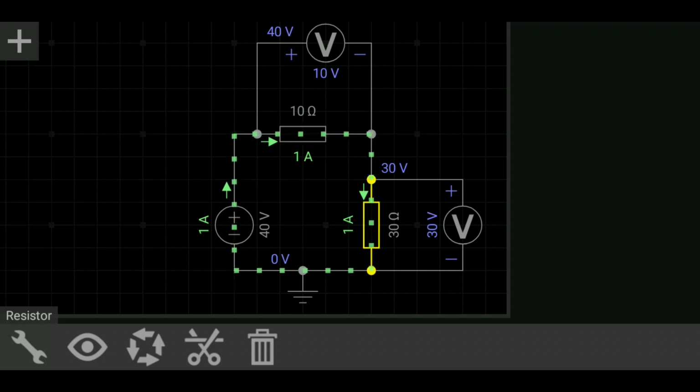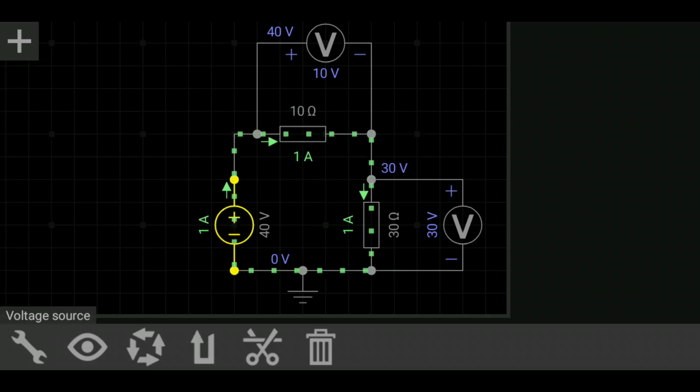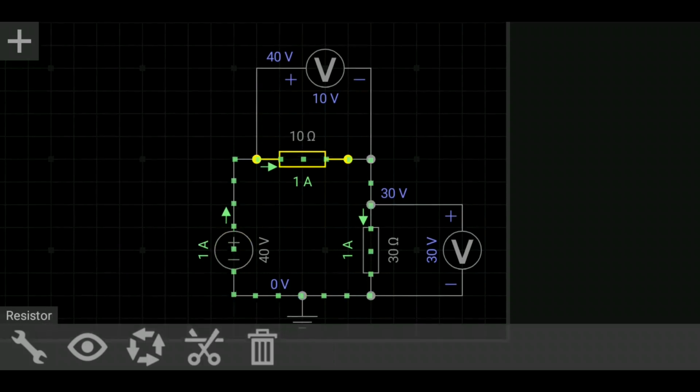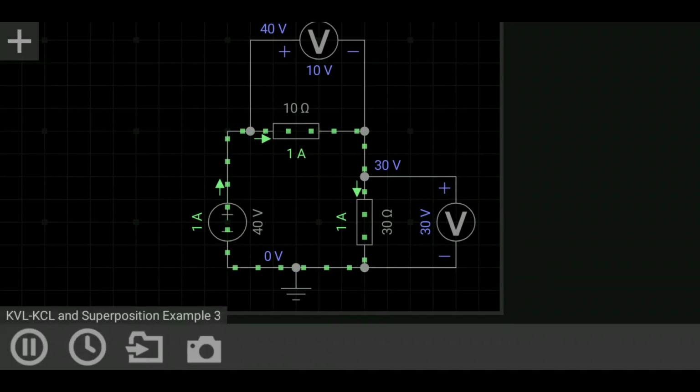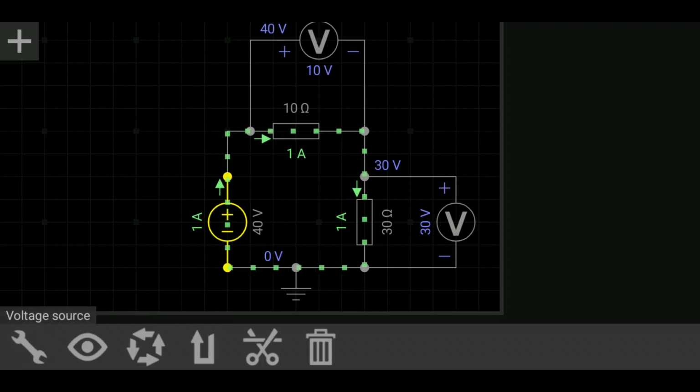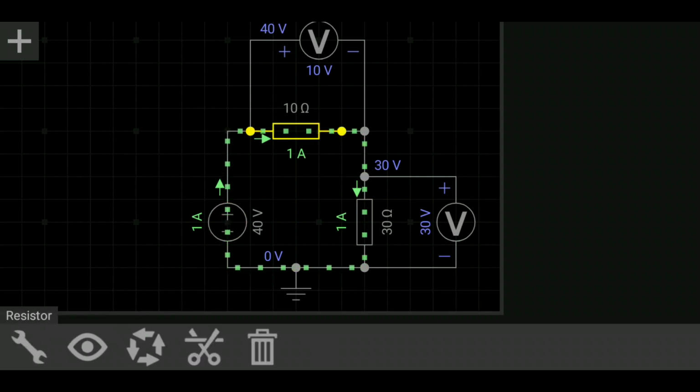If we go in the direction of current, here 40 volts plus is there, then a voltage of 10 volts is dropped, and at last a voltage of 30 volts is dropped. So in this whole circuit the overall voltage is 0, because 40 volts is supplied by the voltage source, 10 volts is dropped by this resistor, and 30 volts is dropped by the 30 ohm resistor.